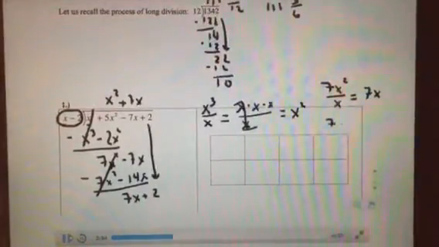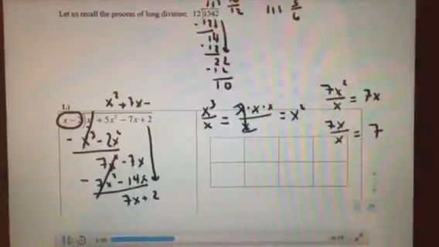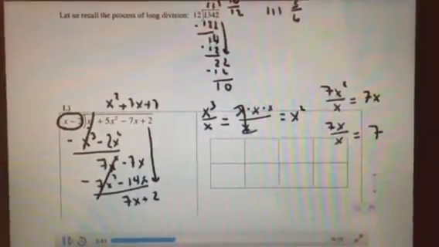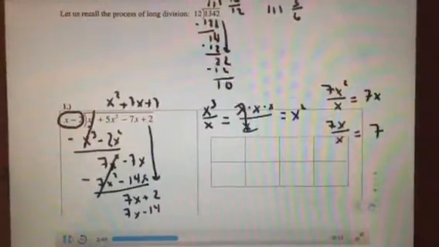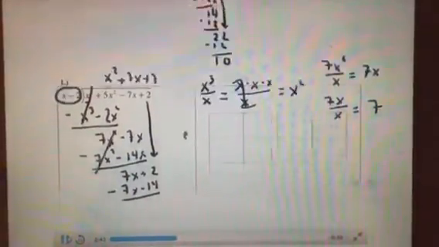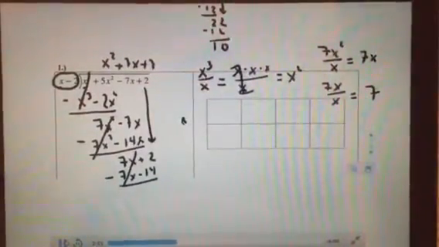So now I'm thinking, okay, what's 7x divided by x? That leaves me with 7. So I put a plus 7 up top. I take 7 times the x minus 2, and I get 7x minus 14. So I subtract straight down. 7x minus 7x is 0. That place value drops out.